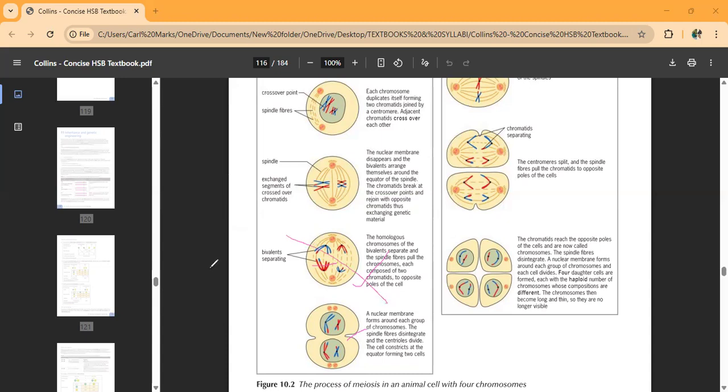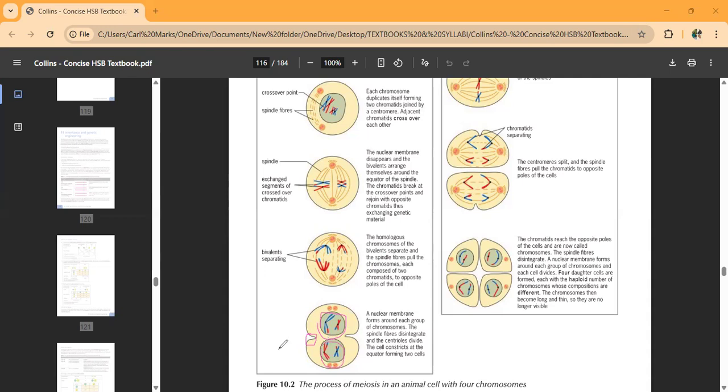Then once again, you have a little waistline where the cell membrane eats in. The cell membrane eats in. So there's a constriction there again, where they're going to separate. Notice you have a nuclear membrane here surrounding these chromosomes, right? Both of them have it.